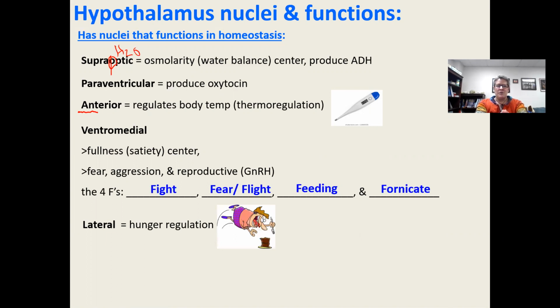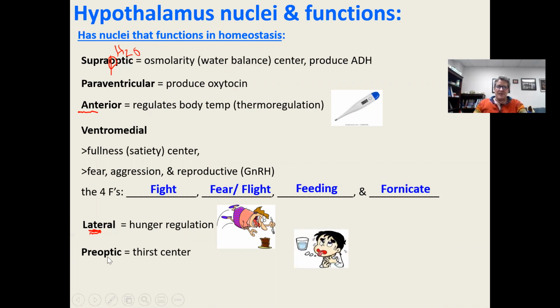All right, moving on. Kind of a redundancy in the system, but the lateral nucleus is about hunger regulation. And so when I think about that, I think of diving into a piece of cake, but I think about the letters A-T-E, which spells ate, right? So I think of hunger, I think of eating. So the lateral nucleus has the letters for the word ate in it.